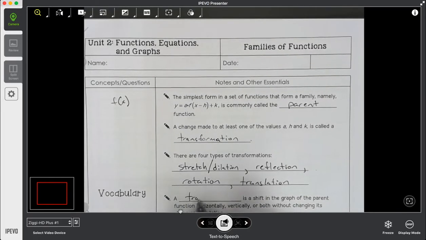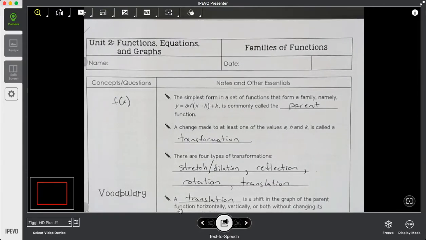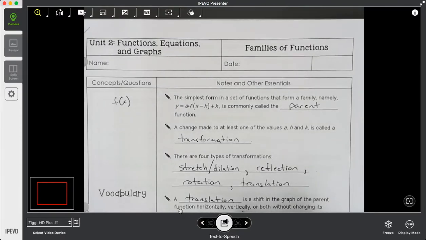A translation, which is the easiest and most basic, is a shift in the graph of the parent function horizontally, vertically, or both without changing its shape or orientation. From up above, the values that would change in the case of a translation are h and k. So h and k could change.